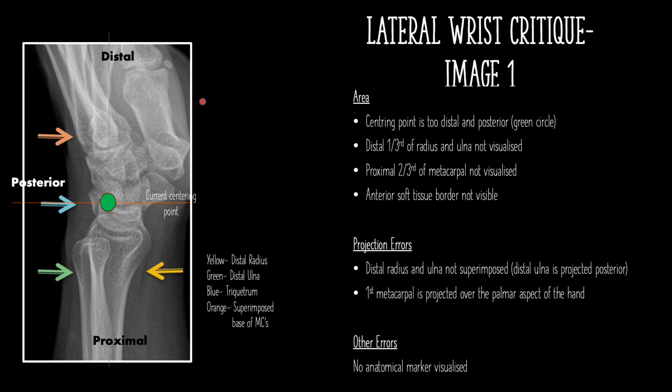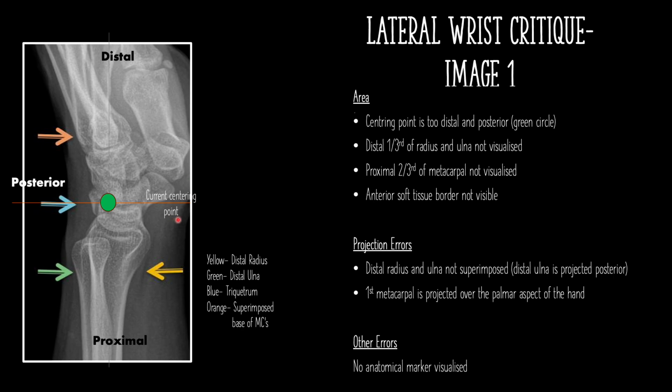Our anterior soft tissue border has not been included either. Our posterior soft tissue border has been, and this is also known as our dorsal aspect, and then our anterior or palmar aspect has not been included.